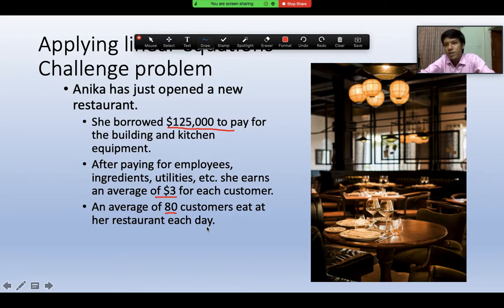So in one day how much does she get? 3 into 80. So 3 into 80 equals what? $240. So $240 in how many days? In one, right? Because it says each day. So in 2 days, that means into 2. In 3 days, that means into 3. In 4 days, into 4. So we can write it as into x, where x is the day, or into d also you can write. So this is her earning.